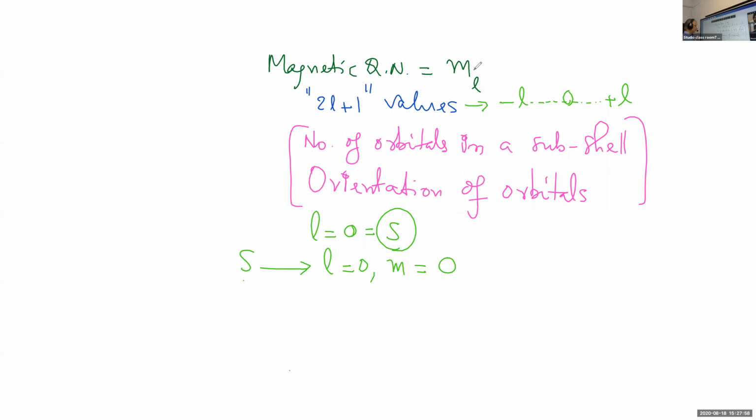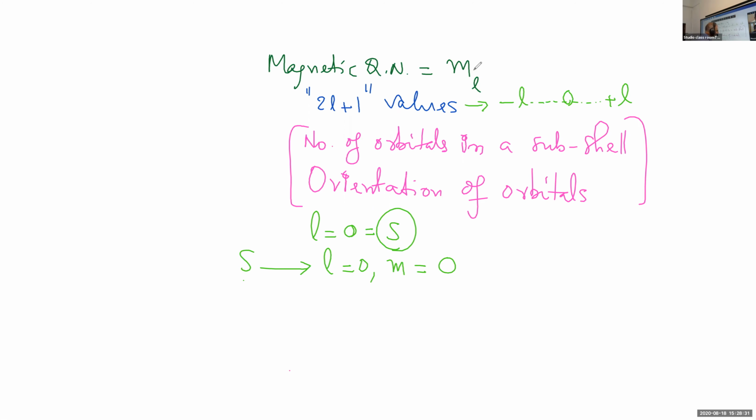Come back to S. For S, L is equal to 0. If L is equal to 0, what are the possible m values, the magnetic quantum number values? Minus 0 to plus 0, that is equal to 0 itself. There is only one value for m. Since there is only one value, only one orbital is possible.